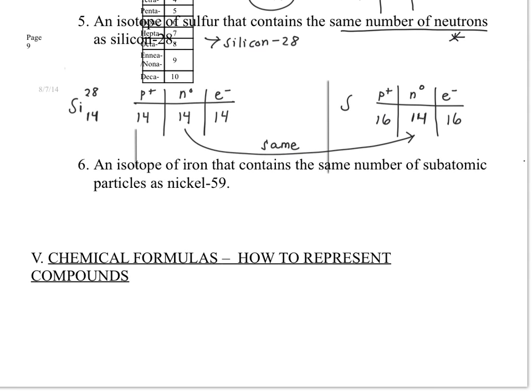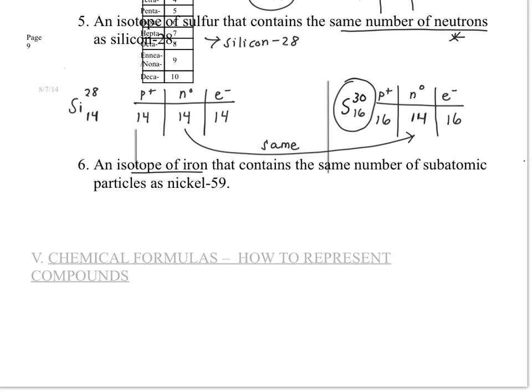We can find our mass number by taking the number of protons plus the number of neutrons. So 16 plus 14 gives us a mass number of 30. And the number of protons is 16. So our isotope of sulfur is sulfur 30 with an atomic number of 16. That's our answer.